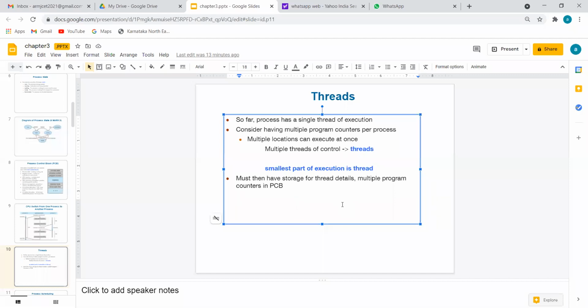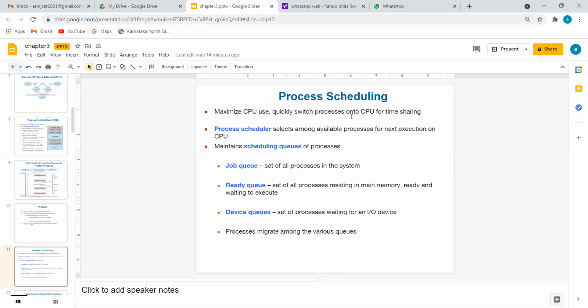Smallest part of execution. Sometimes, can there be a process equal to thread? Yes, there may be a process equal to thread. Can there sometimes be a program equal to thread? It may not be possible, because a program is vast and a thread is a very small entity. There can be a very small process which we can consider equal to thread, but a program cannot always be equal to thread.